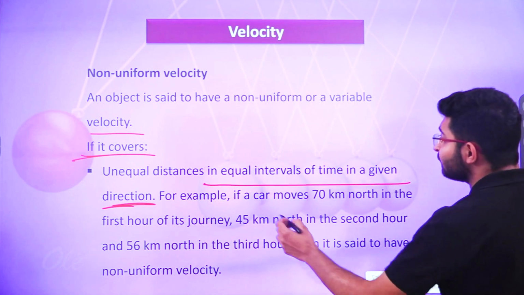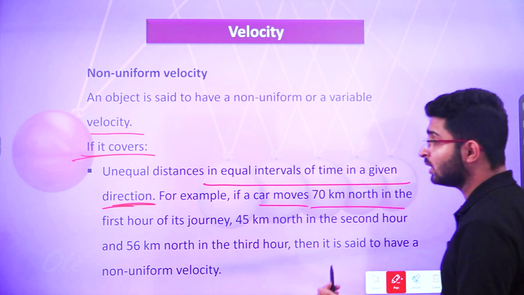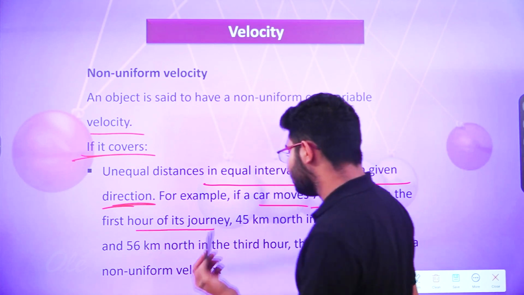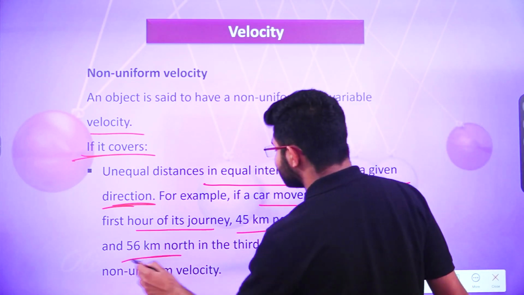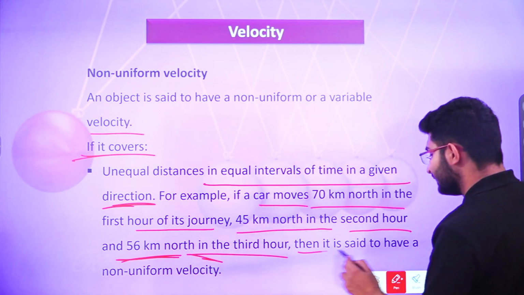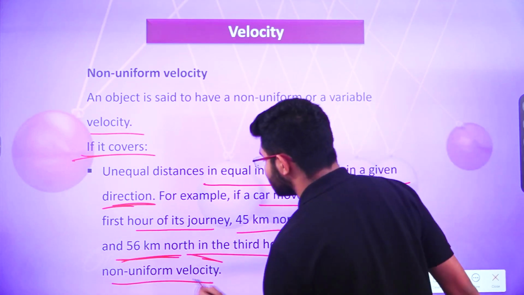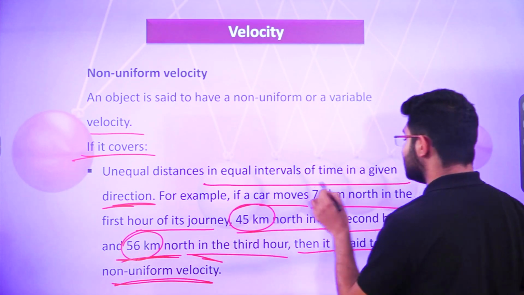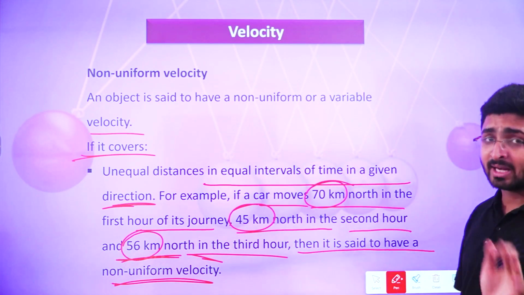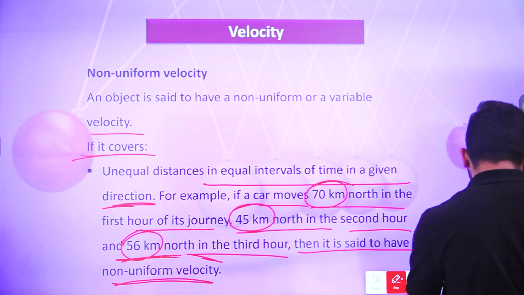For example, if a car moves 70 km north in the first hour of its journey, 45 km north in the second hour and 56 km north in the third hour, then it is said to have a non-uniform velocity. As you can see clearly, it is covering unequal distances in equal intervals of time in a given direction. So that's why it will have a non-uniform velocity.